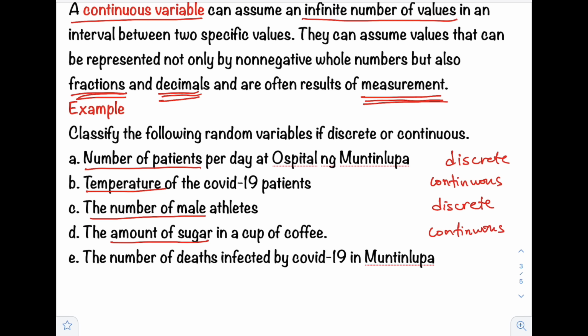Okay? Then last one, letter E, is the number of deaths infected by COVID-19 in Muntinlupa. So, since yung number of deaths natin is binibilang lang guys, so hindi naman natin kailangan i-measure yon. And at the same time is, yung mga values natin dyan is finite numbers or non-negative whole numbers lang. So, this is a discrete variable.